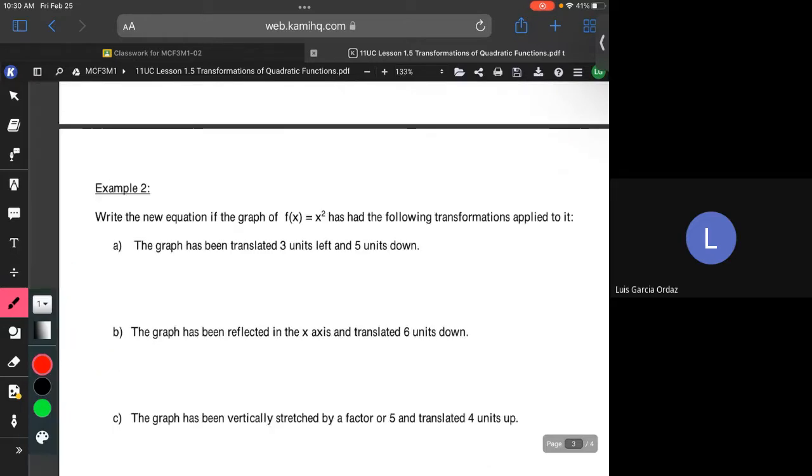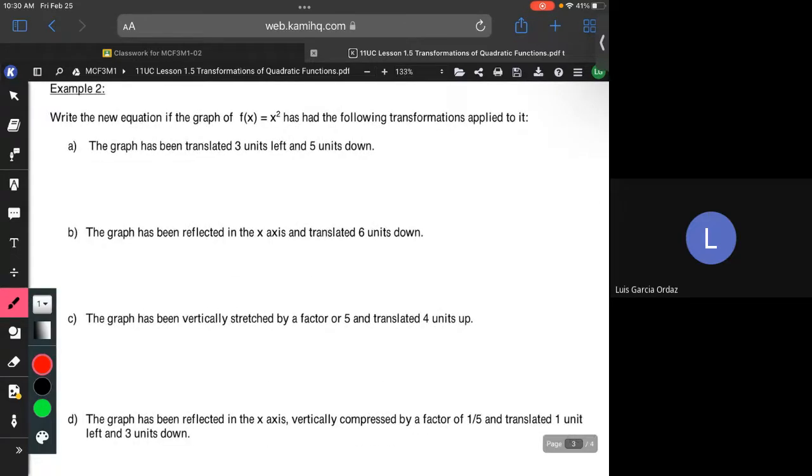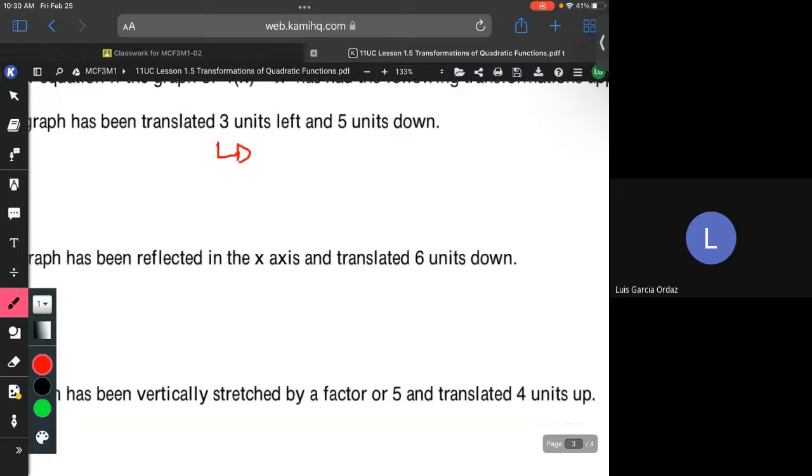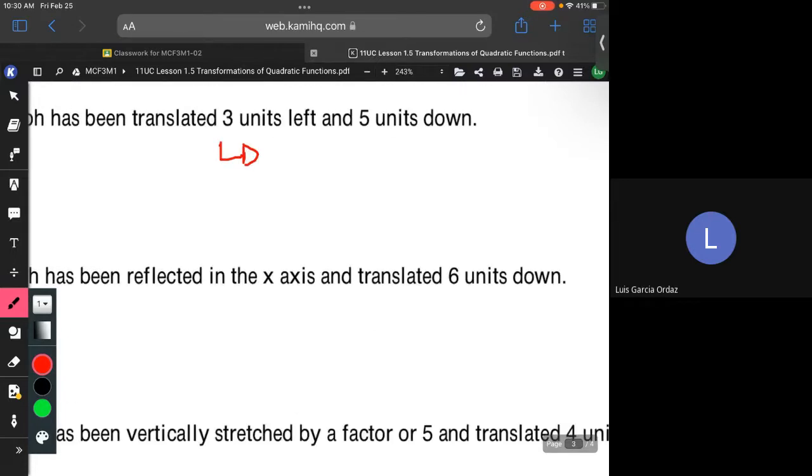So we want to write a new equation for our graph f of x equal to x squared with the following transformations. So the graph has been translated 3 units left. So if I were to write this in my bracket, how would my bracket look like? Would it be x plus 3 or x minus 3? Why would it be x plus 3? Yeah, just the opposite. So when I take this out of my bracket, it becomes, so which is why my bracket has to be x plus 3.